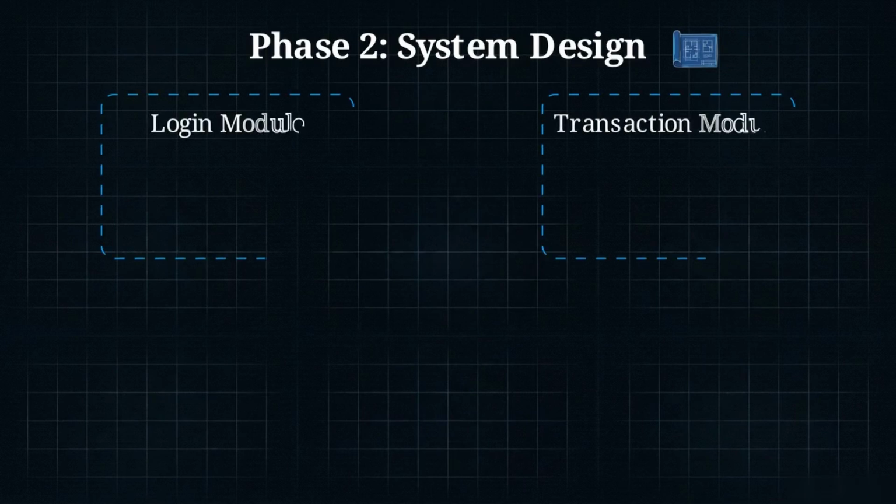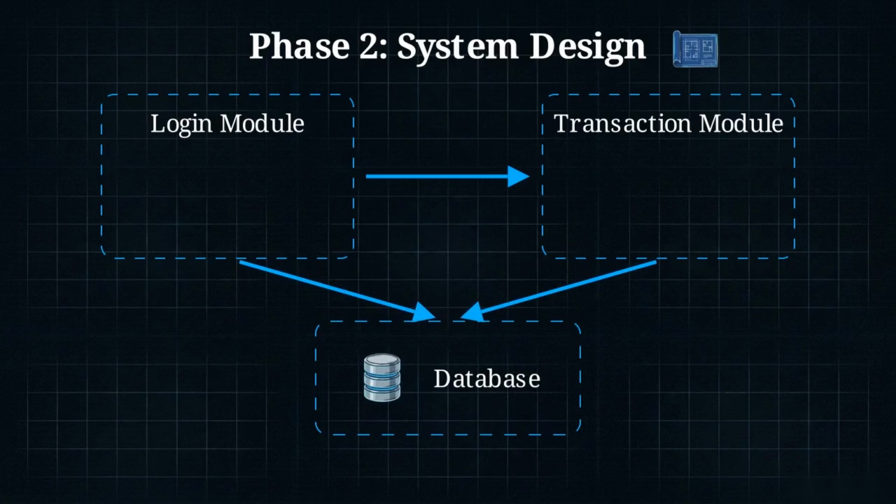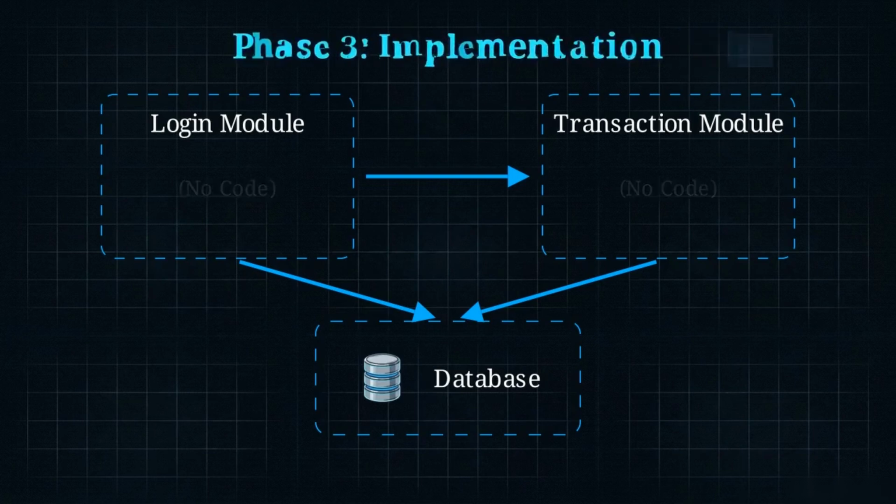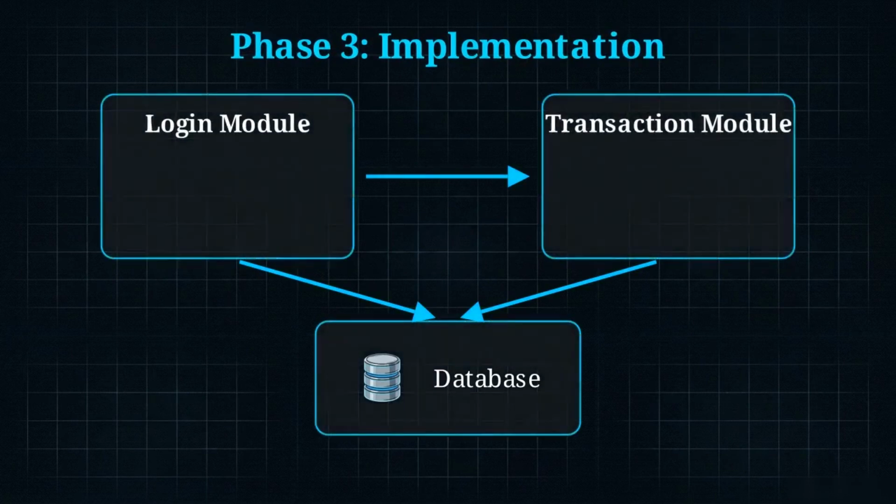With the requirements locked, we enter Phase 2, system design. This is where we create the architectural blueprint. We map out how the login module connects to the transaction module and how both communicate with the database. Notice what is missing from these module boxes. At this stage, no actual programming code has been written. We are only planning the structure.